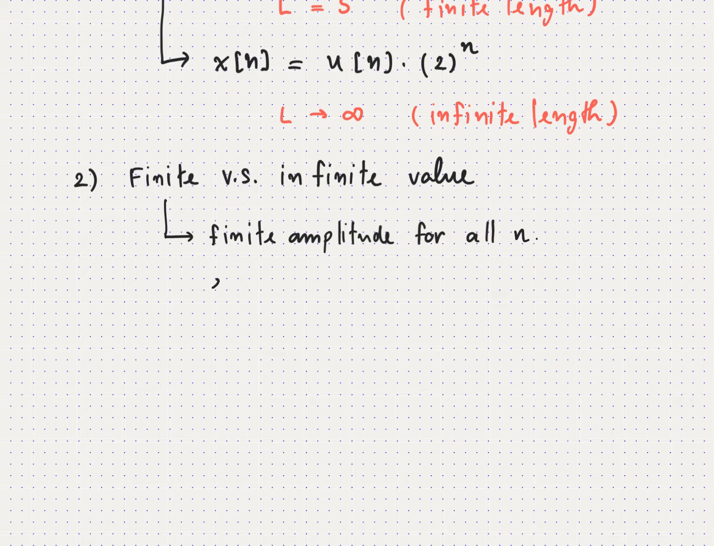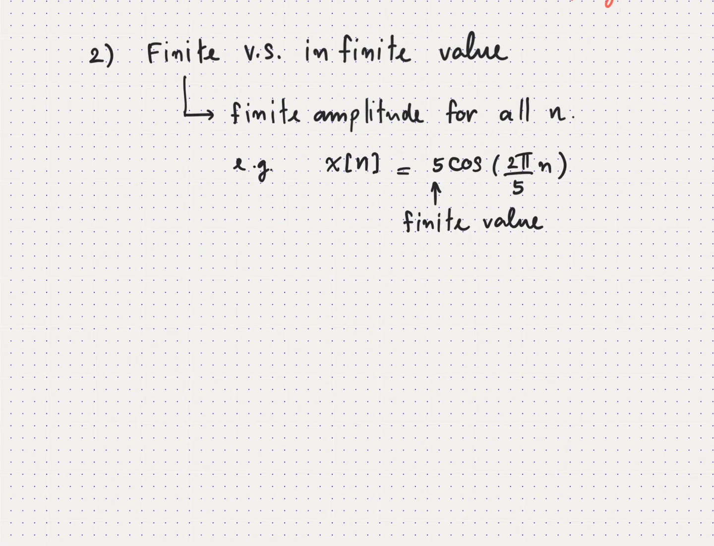For example, if you have a sinusoid, let's say 5 cosine of 2 pi divided by 10 times n, the amplitude here is finite, even though it may be infinite length. So in this case it's a finite value signal. For an infinite value signal, obviously, the amplitude is going to explode to infinity or minus infinity at some point.